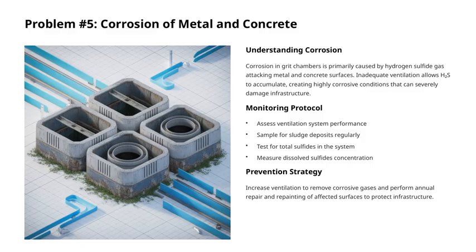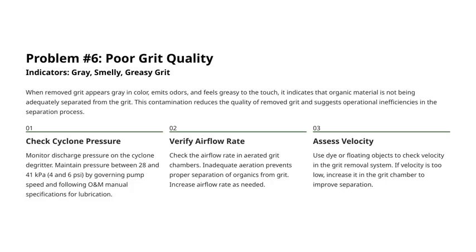Prevention is key. Increasing ventilation helps remove these harmful gases, reducing the corrosive environment. Additionally, performing annual repairs and repainting of affected surfaces acts as a protective measure, prolonging the lifespan of our infrastructure. By understanding these points and implementing proper monitoring and prevention strategies, we can effectively combat corrosion and maintain the integrity of our systems. Let's take a closer look at problem 6, poor grit quality.